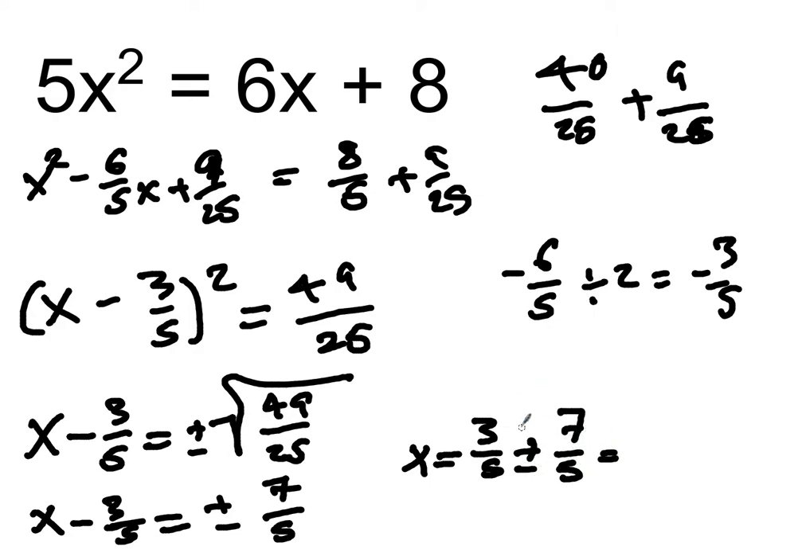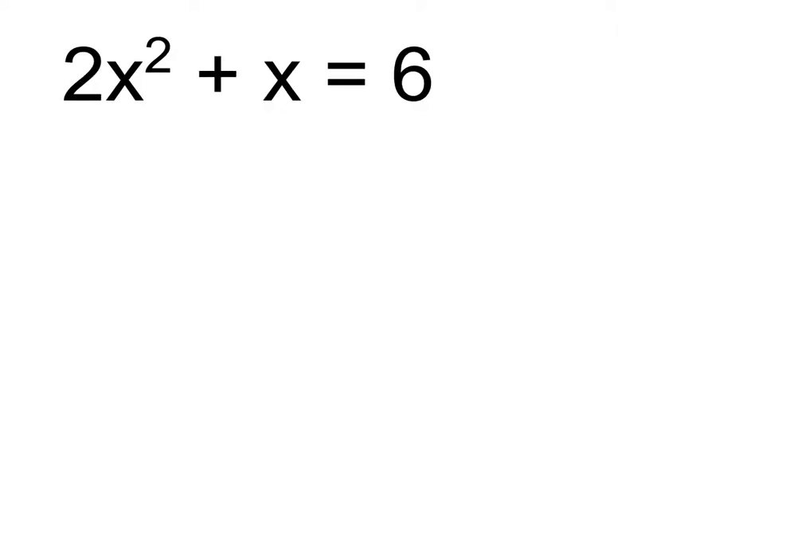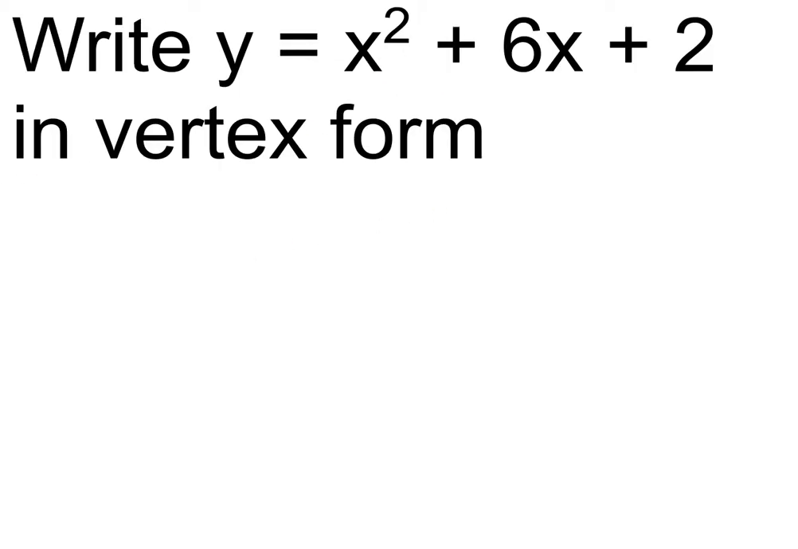Well, we can simplify this. 3/5 plus 7/5 is 10 over 5, which is 2. And 3/5 minus 7/5 is negative 4 over 5. So we can write that as 2 comma negative 4 over 5. These are our solutions to this problem. Okay, so I'm going to do this one in the extra help video if you still need help. But remember, the first step is to divide by 2, and then everything else is the exact same.